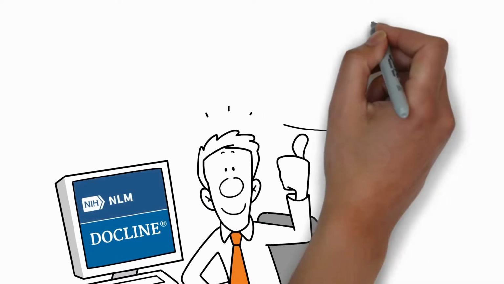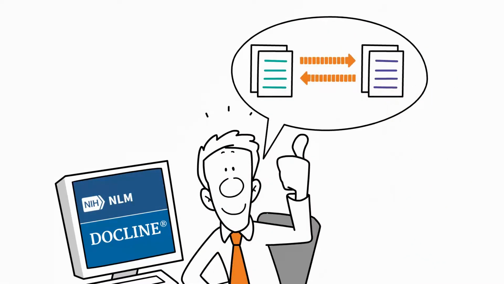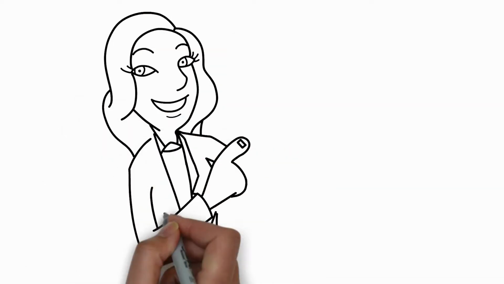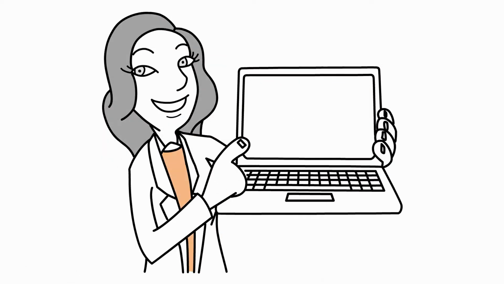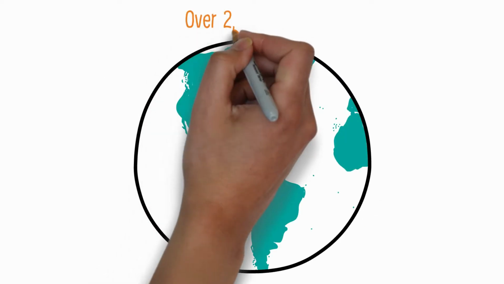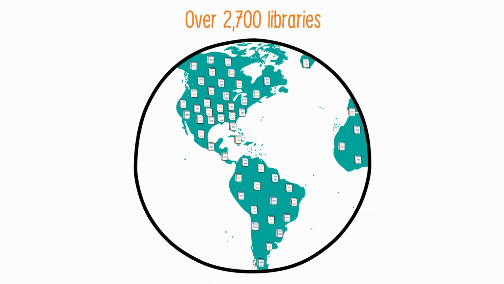DocLine is the National Library of Medicine's interlibrary loan request routing system. It provides health professionals, researchers, clinicians, librarians, and the public with access to biomedical and health information. DocLine serves over 2,700 libraries in the US and other countries.